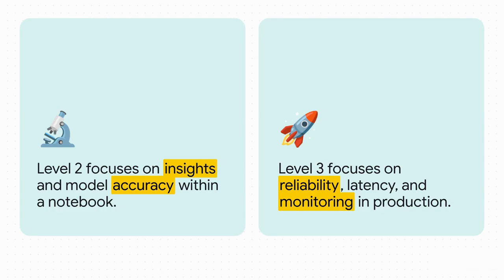At level 2, you're obsessed with things like insights and model accuracy. But at level 3, the game changes. Now you care about reliability, latency, APIs, and monitoring. You're no longer just asking, is my model accurate? You're asking, can it serve 100 predictions per second without crashing?